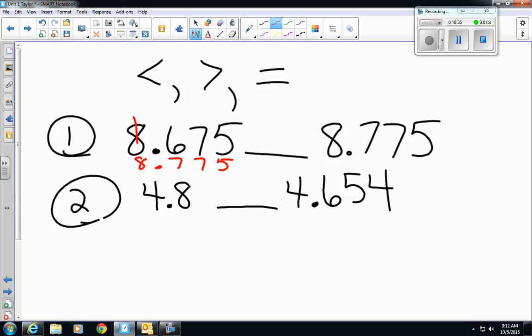Let's see. 8s are the same, but look, right there. My 7 is greater than my 6. So that side is bigger, which means 8 and 675 thousandths is less than 8 and 775 thousandths. Right? Okay? And this one here, even though this one's shorter, it's bigger, right? Because 8 tenths is bigger than 6 tenths. Or you can think of it as 800 being bigger than 654.